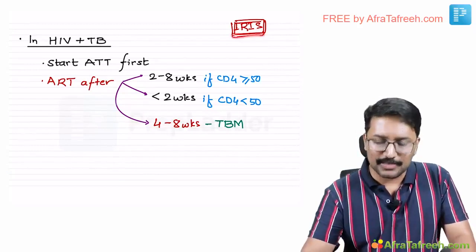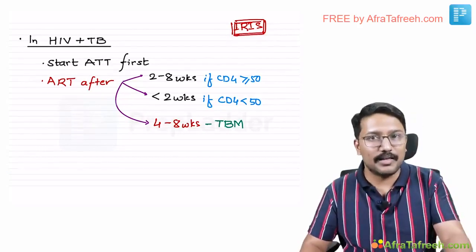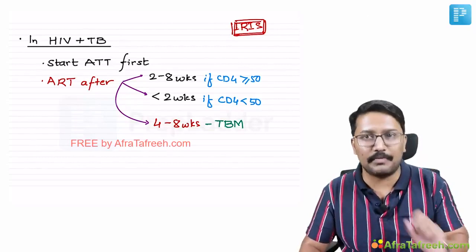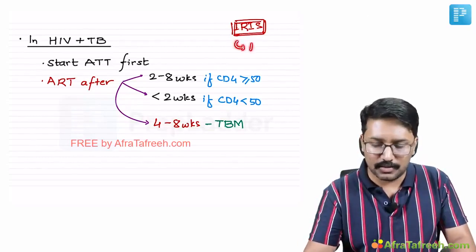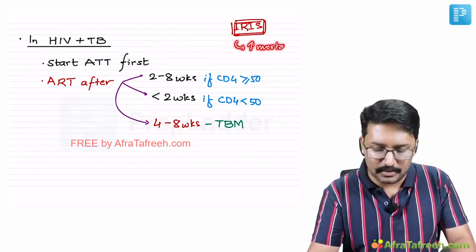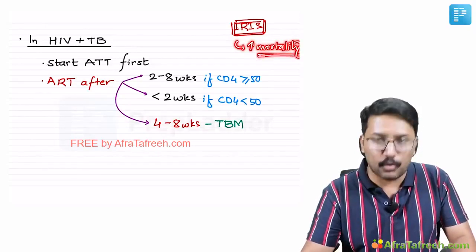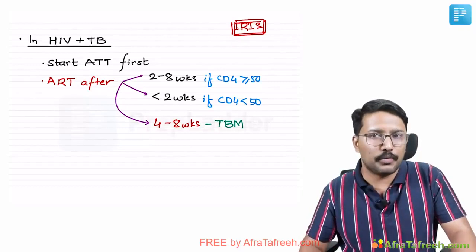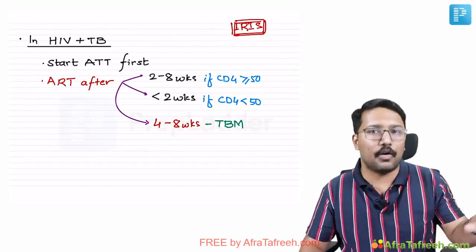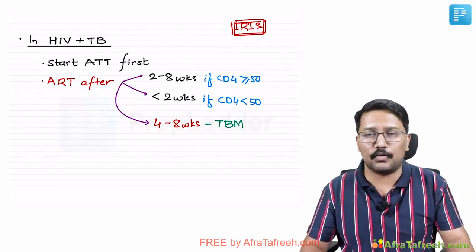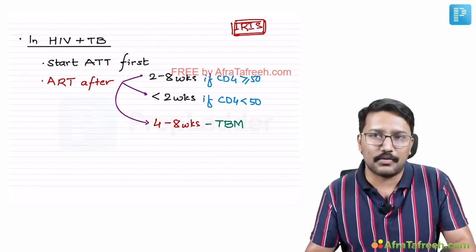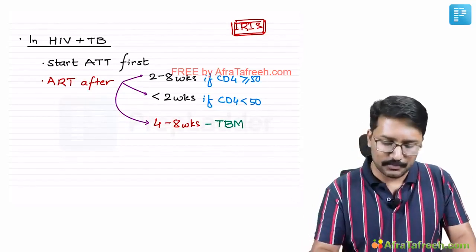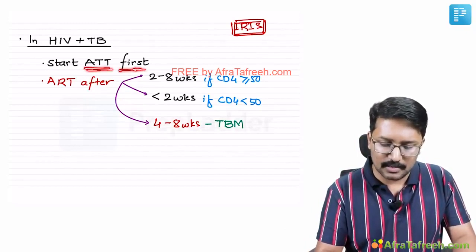So this IRIS is not only associated with increased clinical manifestations of inflammation, it is associated with increased mortality, right? So we cannot let this happen. How can we prevent that? To prevent that, first let us get rid of the tubercular bacilli load and then start the antiretroviral drugs, right? So how can we do that? We first start ATT and then start ART.